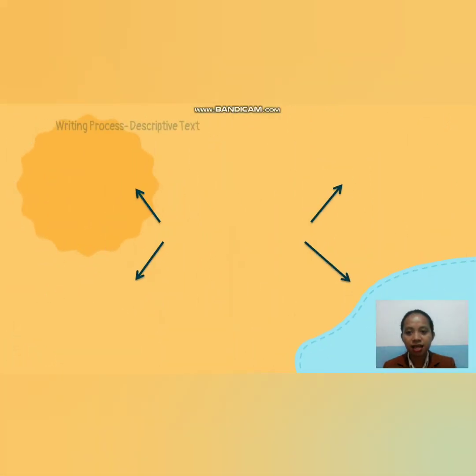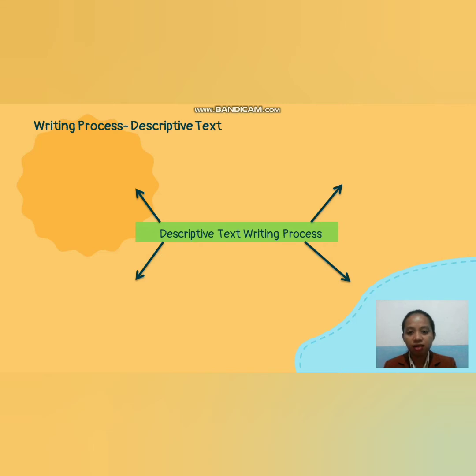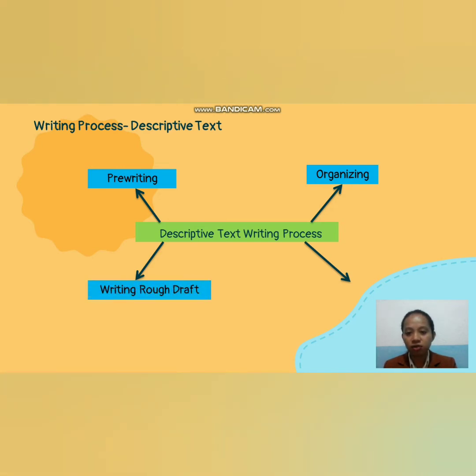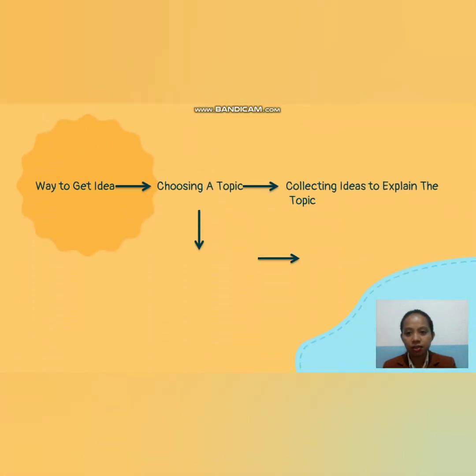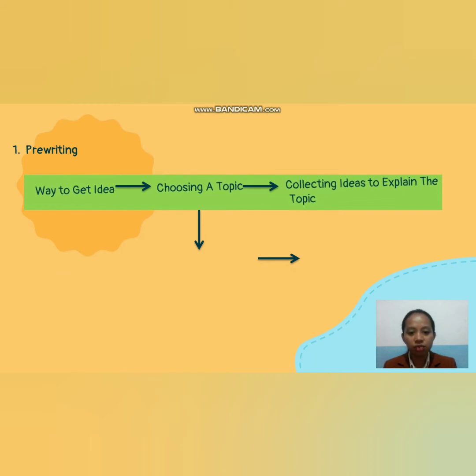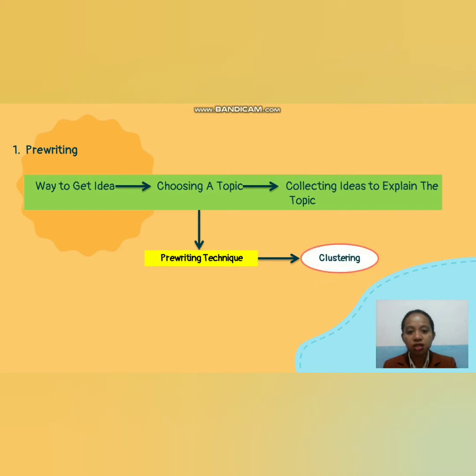Okay, students, next, the writing process of descriptive text. There are 4 stages. First is pre-writing, second is organizing, the third is writing a rough draft, and the last is revising and editing. The first stage here is pre-writing. The steps are ways to get ideas, choosing a topic, and collecting ideas to explain the topic. And then you must use the clustering technique for pre-writing.